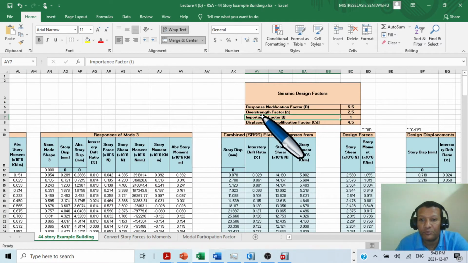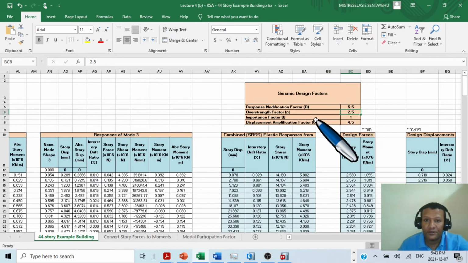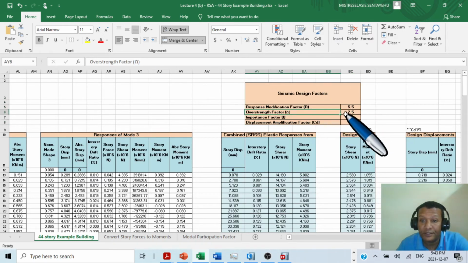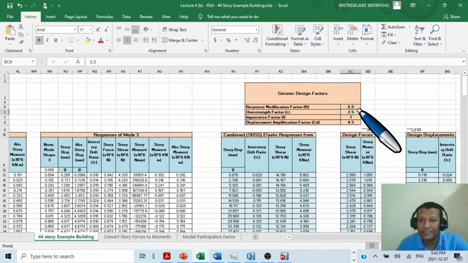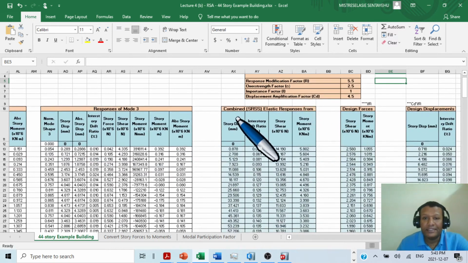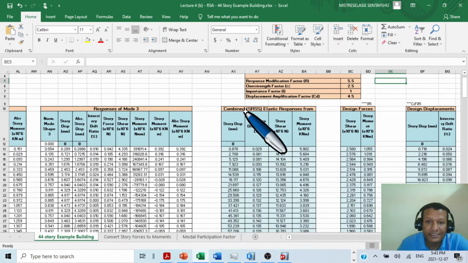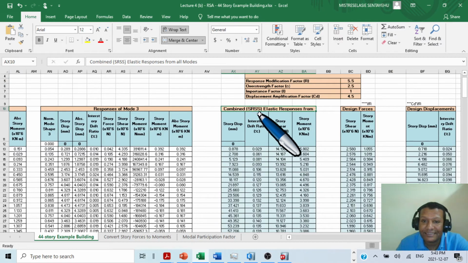overstrength factor, we have importance factor, we have displacement amplification factor, Cd factor. Each code, UBC 97, IBC 2000 or any other, will have its own numbers. So let's assume for this demonstration, this is the response modification factor. Now as per previous discussion, this is the combination of SRSS elastic response formula from all modes.